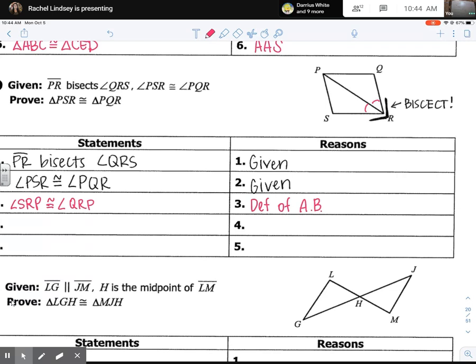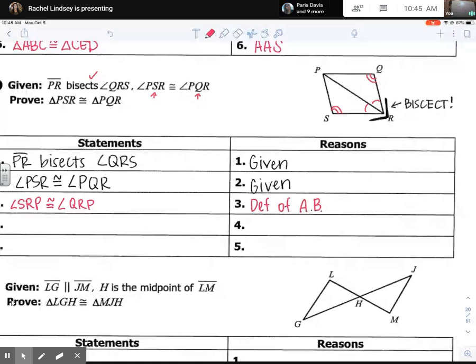Okay. So I used this bisect thing, but I still haven't marked what was given to me. So it says angle PSR is congruent to angle PQR. So the angle at S and the angle at Q. And I know that's because those were given. I just didn't do those first. I did my bisecting one first. So now I have two angles. That means I need a side. Which two sides are congruent? PR and PR.